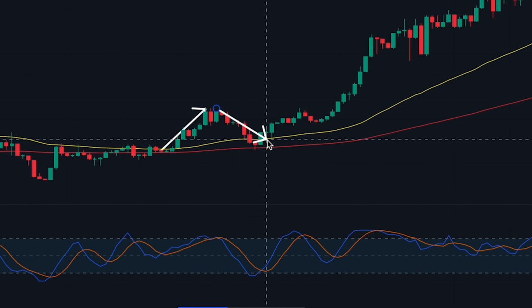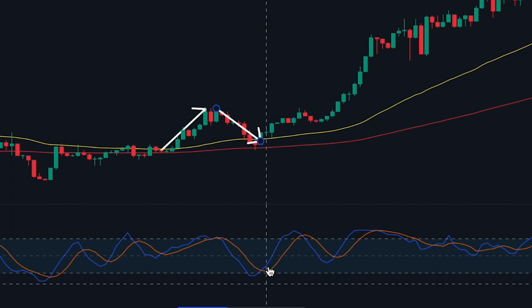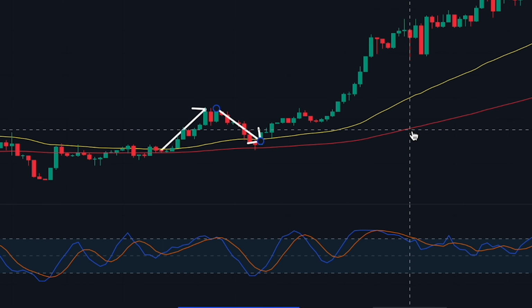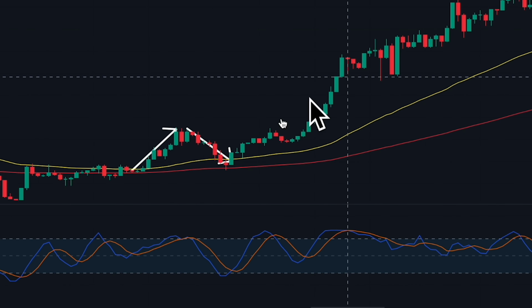The stochastic indicator must now be checked to see if it is oversold. Additionally, we must confirm that the blue line has crossed above the orange line. The signal will be deemed valid if the cross occurs in or very near the oversold region. This suggests that the market will likely continue to move higher.